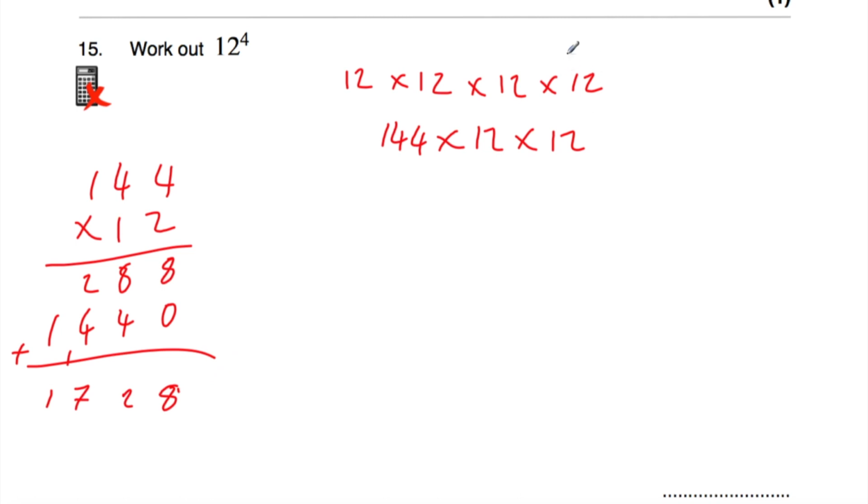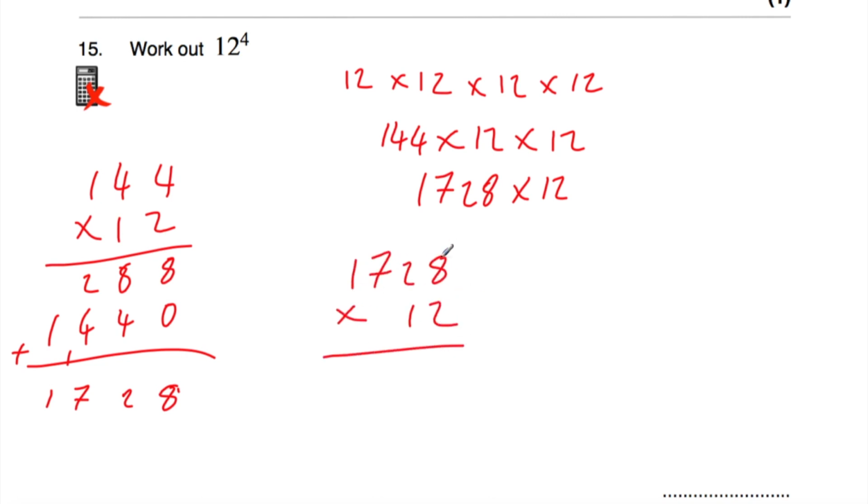But we needed 12 to the power 4, so we've multiplied by 12 once, but now we need to get that answer and do 1,728 multiplied by 12. And whenever we do that, we'll get our final answer. So 1,728, and we're going to multiply by 12 and see what we get. So 2 times 8 is equal to 16. Put a 6 down and carry a 1. 2 times 2 is 4, plus 1 is 5. 2 times 7 is equal to 14. Put a 4 down and carry a 1. 2 times 1 is 2, plus 1 is 3.